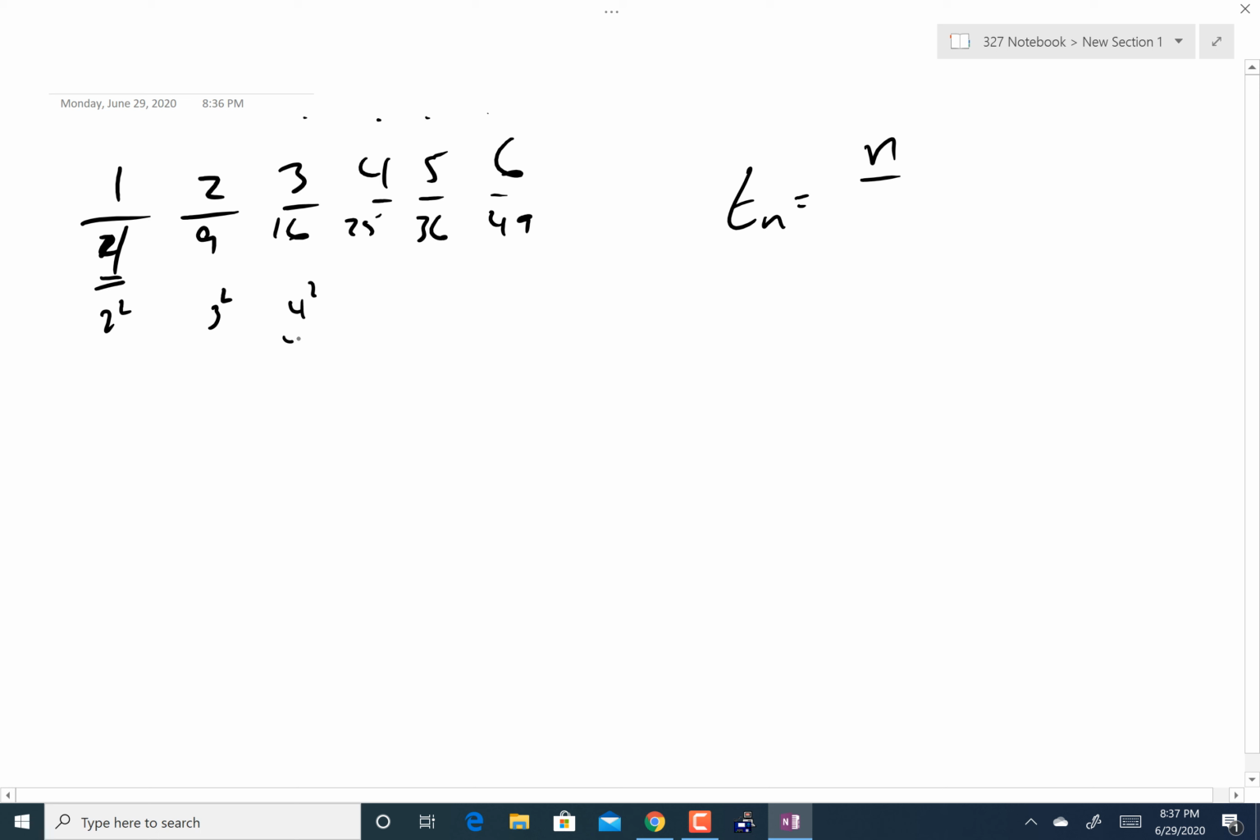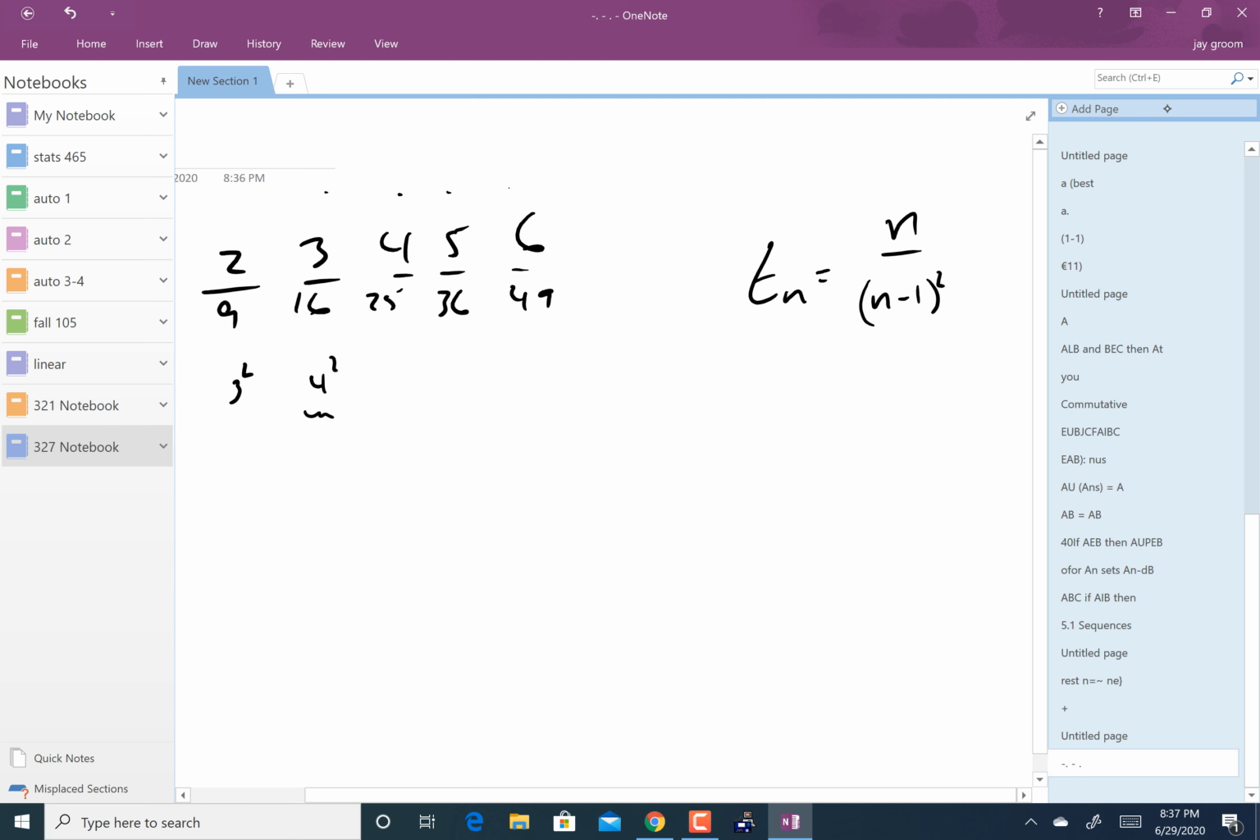Wait a minute. This is the third term. Wait, that means the bottom is n minus 1 squared. Ta-da! It's that easy, my friend. That easy. I kind of like these guys. They kind of make me happy, a little happy, anyways. Cool. So then those are sequences.